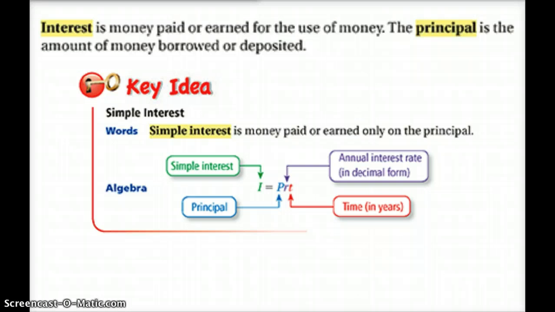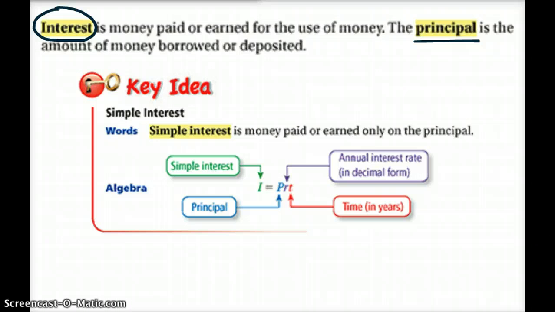Interest is money paid or earned for the use of money. Two main places where you see interest are a savings account, where you put money into the bank and the bank pays you interest for putting your money in their bank, and when you take a loan, either from a bank or a person. When you borrow money from someone, they're going to charge you interest. They're letting you borrow their money, but they're making you essentially pay a fee for that money. That's the interest. The principal is the amount of money borrowed or deposited. So that's what you're starting with.